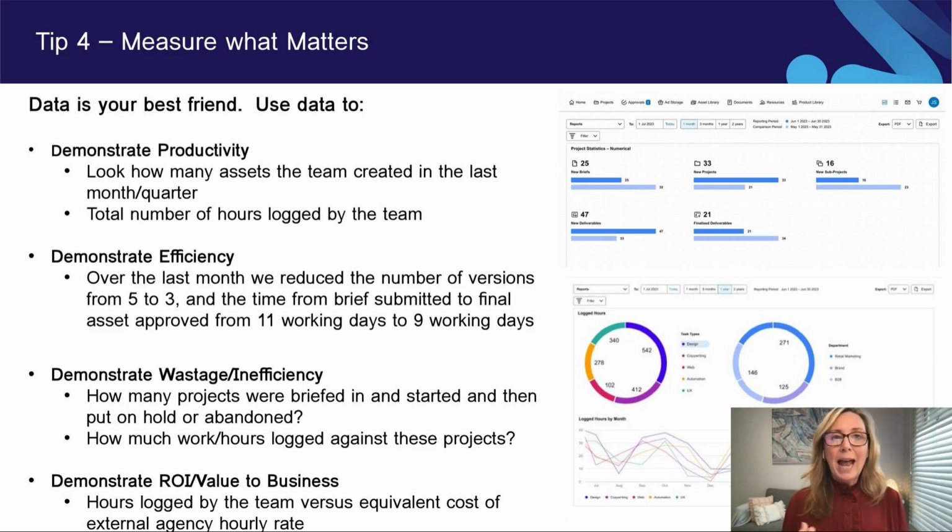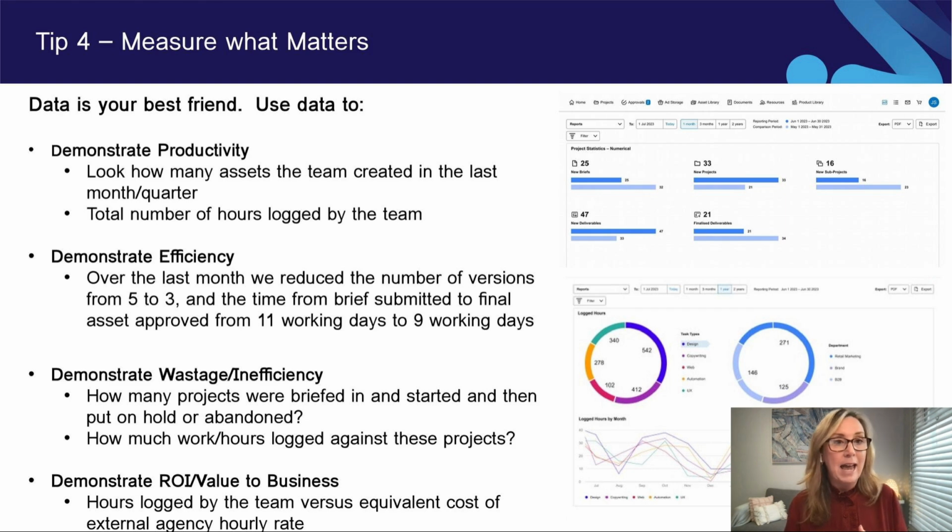Then we want to look at how we can demonstrate efficiency. Now, efficiency, as we mentioned before, is about how much we're doing with the resources we've got. And what we work with a lot of organizations on is how to demonstrate an improvement in efficiency. So we set a benchmark to start with, and then we implement changes with the objective of improving our efficiency.